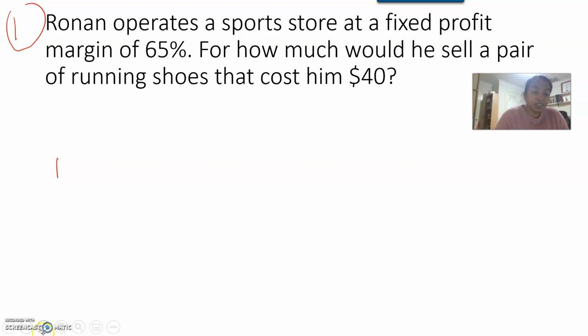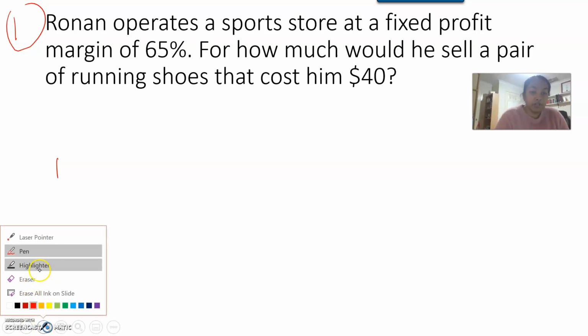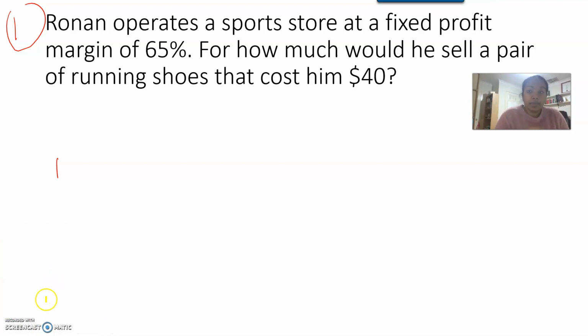So the keywords you need to know when you can pause the video, write this question out. The things you need to know, it says profit, 65%, cost, and how much he would sell for. So these are the keywords you need to know. So I would get a highlighter and highlight these.